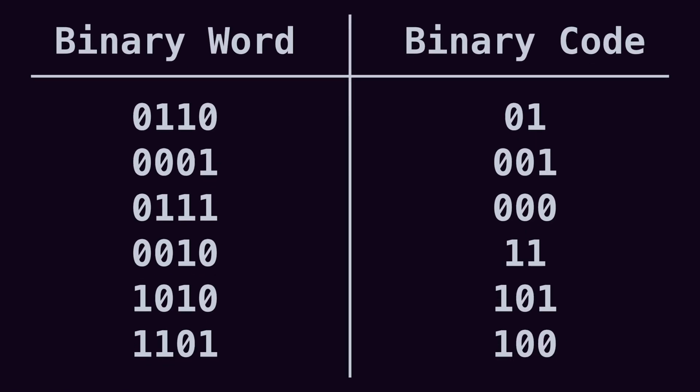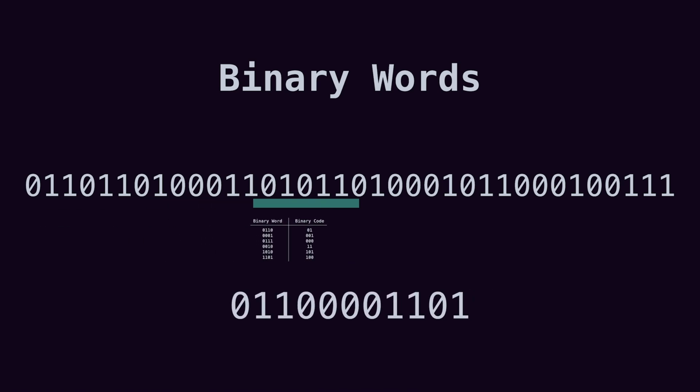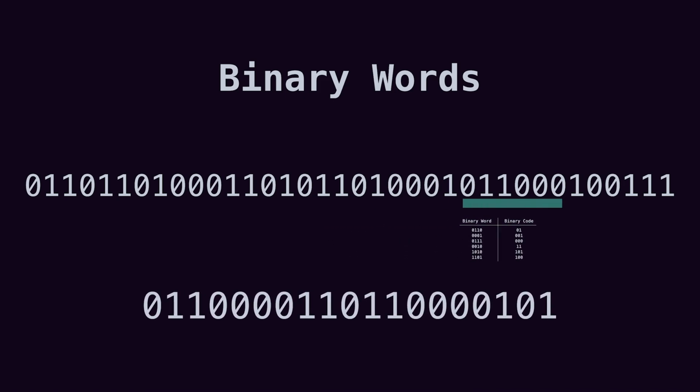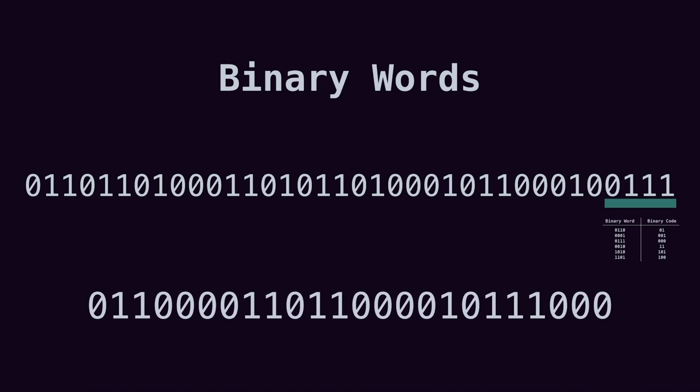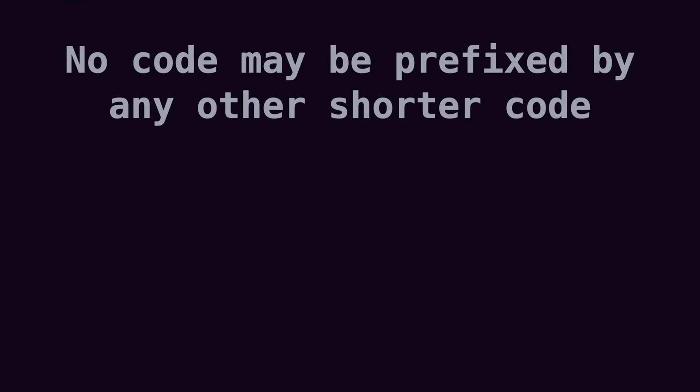The job of a Huffman coder is to assign each binary word to its own unique variable length binary code. Once each word is assigned to a code, the input string is encoded by replacing every word in the input by its code. This puts an important restriction on the codes generated by a Huffman coder. Namely, no code may be prefixed by any other shorter code. For instance, the code 0110 is prefixed by the code 011 and is not prefixed by the code 0011.